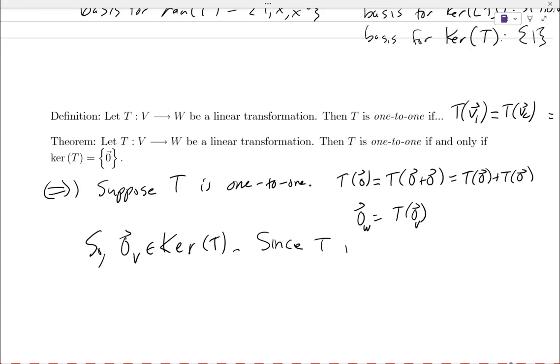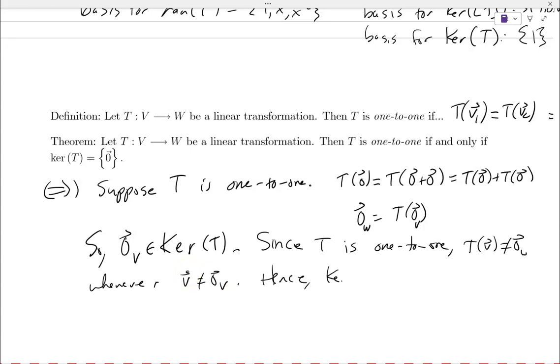So since T is one-to-one, T of v is not 0 whenever v is not 0. Hence, the kernel is just the 0 vector.